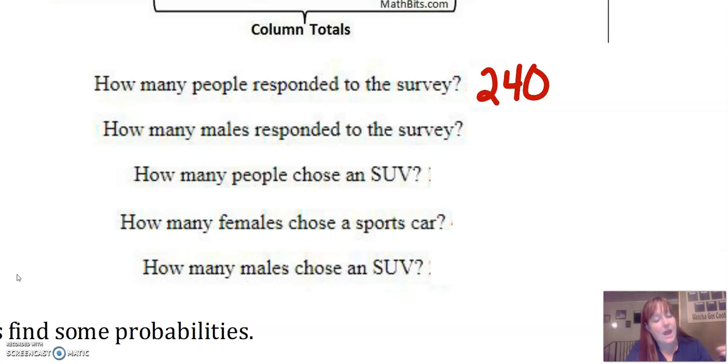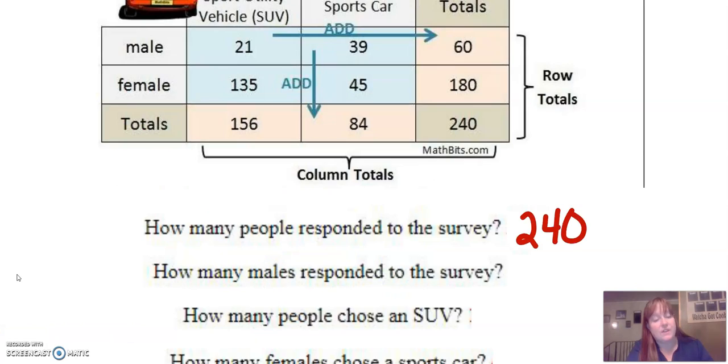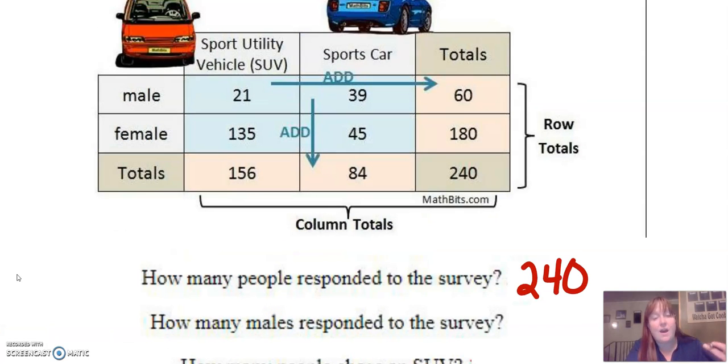And then how many males responded to the survey? So oftentimes when you get a chart, it's not going to already be filled out, right? All of these are going to be empty, and they're just going to give you this, and you're going to have to figure this out. So if you were going to figure out how many males responded to the survey, you would just add up the males in that column, and we would get 60. How many people chose an SUV? Again, we just add up these two and we get 156.